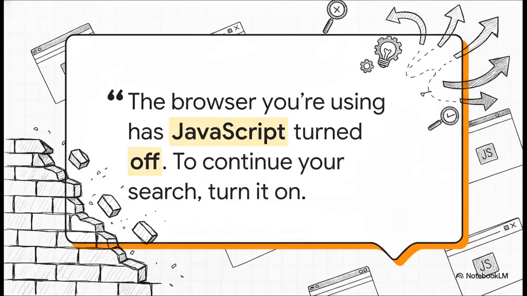You know that feeling when you're right in the middle of looking up something absolutely crucial, and bam, you get stopped in your tracks by a message saying, the browser you're using has JavaScript turned off. To continue your search, turn it on. It can honestly seem pretty alarming. All of a sudden, your favorite websites look completely broken, drop-down menus just flat out refuse to open, videos won't load, and a search bar is literally frozen. It feels exactly like hitting a brick wall. But I promise you, resolving this is so much easier than it looks. You just need to know exactly where to look.